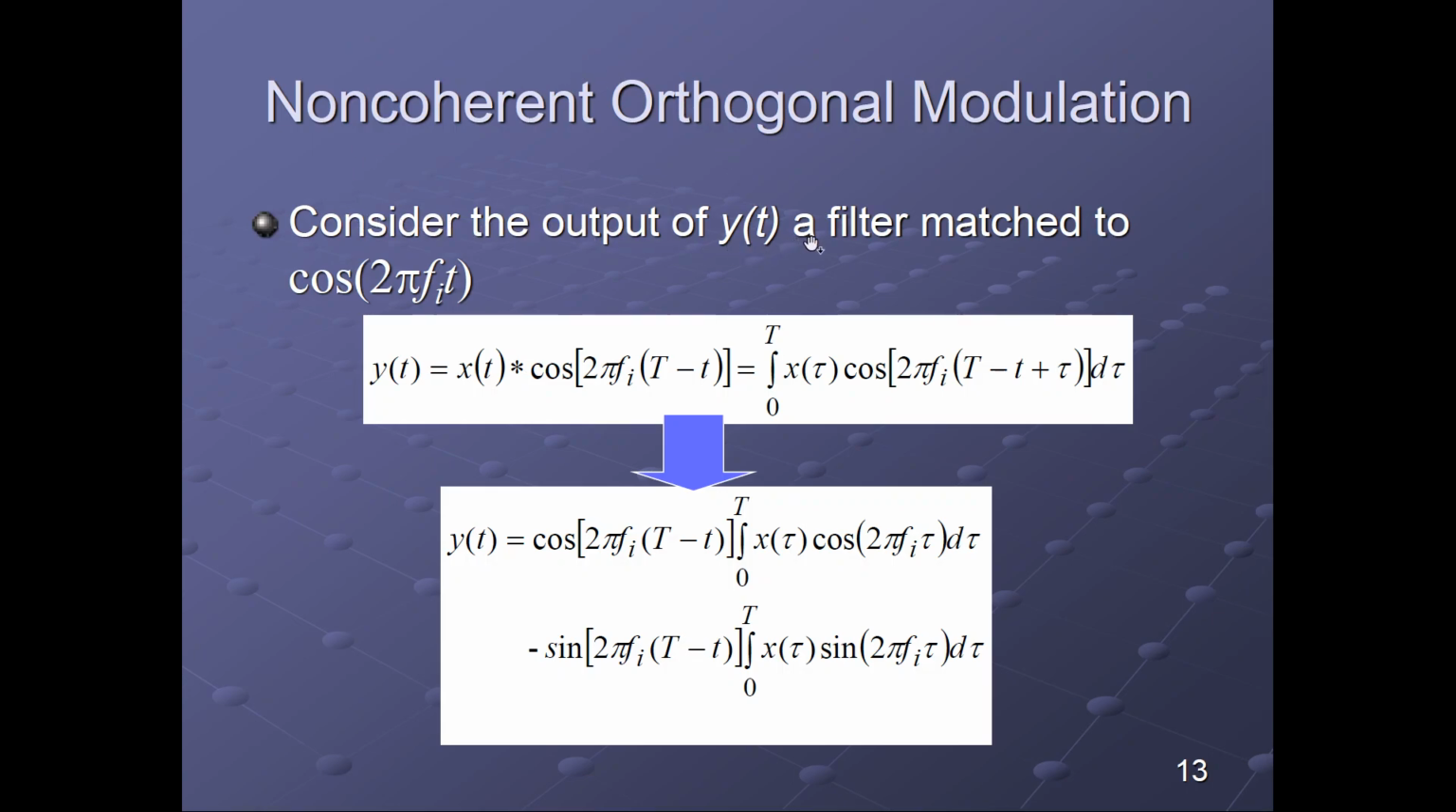Consider the output y of t, a filter matched to cosine 2 pi f_i t. Then in this case, the output y of t is equal to x of t convolved with cosine 2 pi f_i (T minus t). And this is equal to the integration of x of tau cosine 2 pi f_i (T minus t plus tau). Tau is the delay, t is the instant time, and capital T, this is the shift, the amount of shift you have.